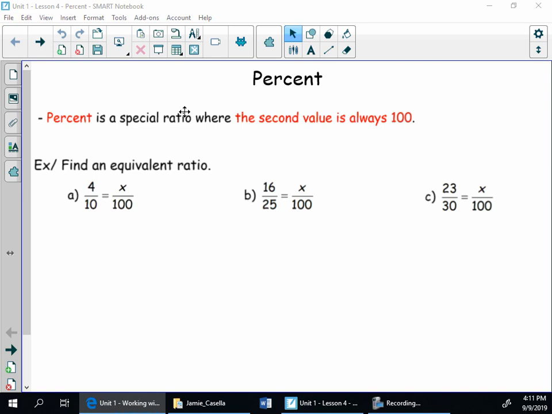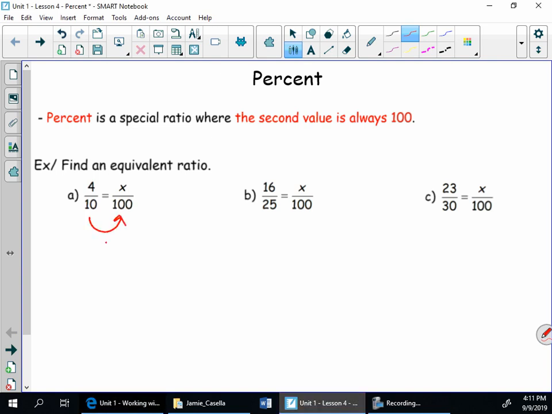So we'll start with the basics. 4 out of 10 is the same as something out of 100. How do I turn a 10 into 100? Well, I times by 10. If I do that to the bottom, I got to do that to the top, and 4 times 10 makes 40.